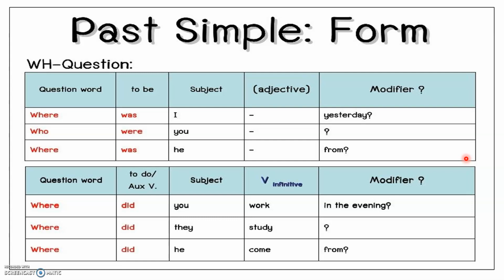How do we form WH questions? We start with the WH word, right? Then we need to use the auxiliary verb, which is did, then the subject, then the base form of the verb. So for example, where did you go yesterday? I went to the park, for example. We don't say I go to the park yesterday. No, I went to the park yesterday.